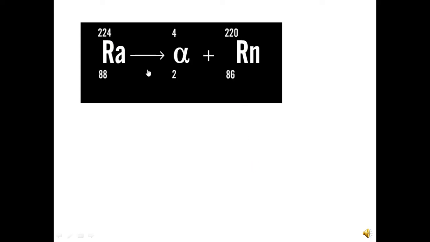Another example, radium, another large nucleus, decays by alpha to radon. Radium is 224, 88. This particular isotope of radium, 224. Radium is always 88. So if it decays by alpha, then the radon that is produced must be 220, 86. Radon is always 86 because, as you know, the atomic number is what dictates the element.